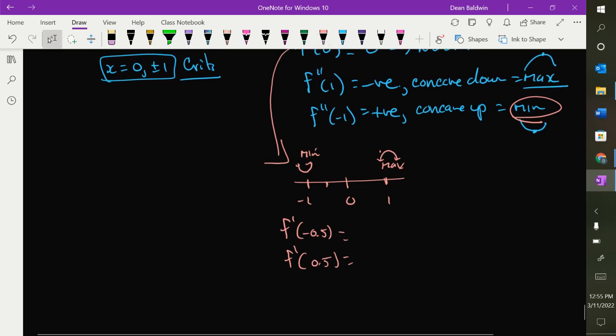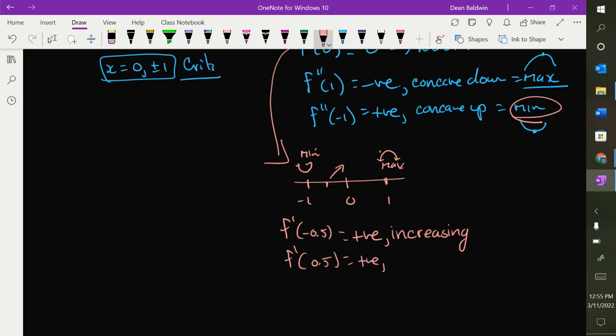If I put negative 0.5 in, you will find that it is positive, which means the function is increasing. It's going up. If I put 0.5 in, you'll see that it is positive as well, which means it is increasing. So what the heck does that mean? It means we have neither a max nor a min. At this point it doesn't really make any sense to you, but when we start to curve sketch, you'll see what this means on the graph.